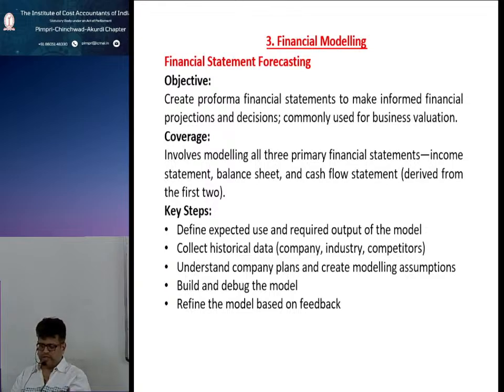And if at all there are any errors in calculations, in formula setting or coding as such, then try to debug them and thereby refine the model based on the feedback that is being given by the user acceptance testing that will be done. So this is about financial statement forecasting.